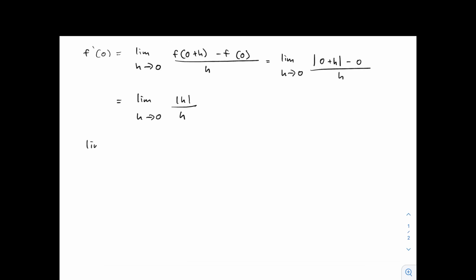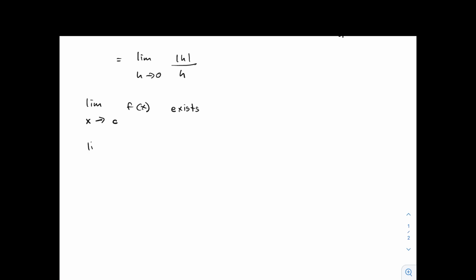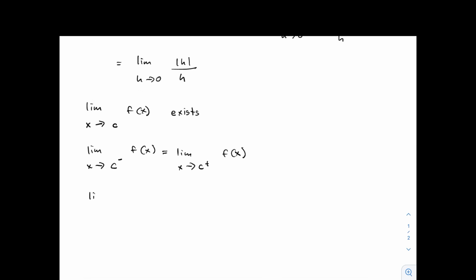And here I'm going to remind you of a very important fact. If the limit as x approaches some value c of f of x exists, then the limit as x approaches c from the left of f of x exists, and the limit as x approaches c from the right of f of x exists, and they equal each other. And so applying this concept here, our limit as h approaches 0 of absolute value of h over h has to exist as two independent one-sided limits.